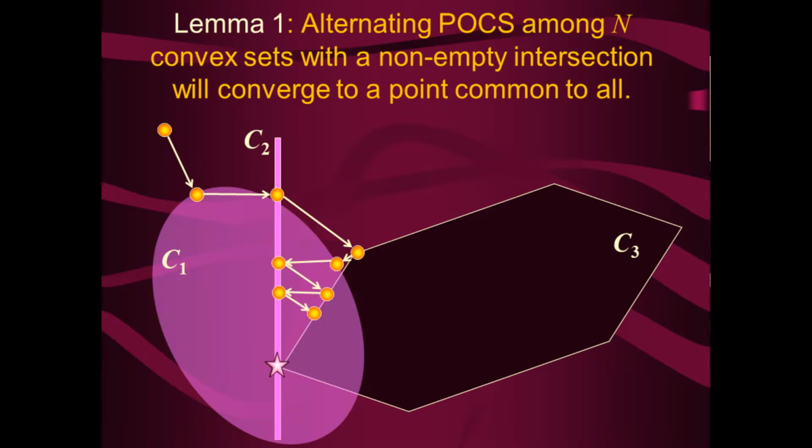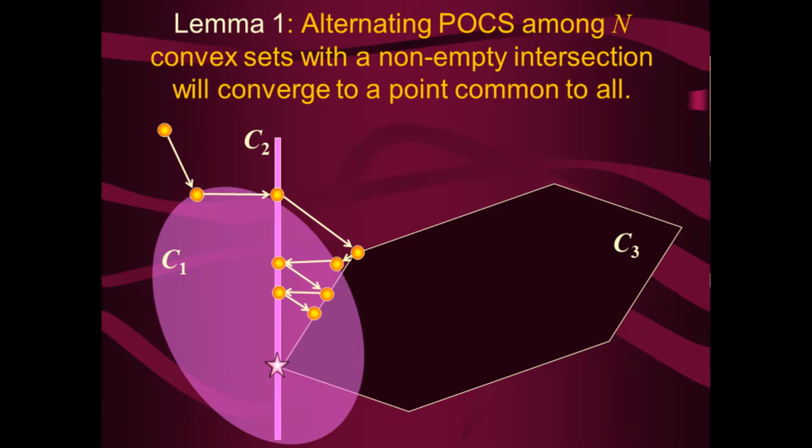We have 3 convex sets. We have C1, which is an ellipse, C2, which is a line segment, and C3, which is 2 home plates joined together. And you can see if we project onto C1, then C2, then C3, and we keep on going, we end up at this pink star. Now what is interesting about these 3 convex sets is that they only have 1 point of intersection. There's only one point that is common to all three convex sets.